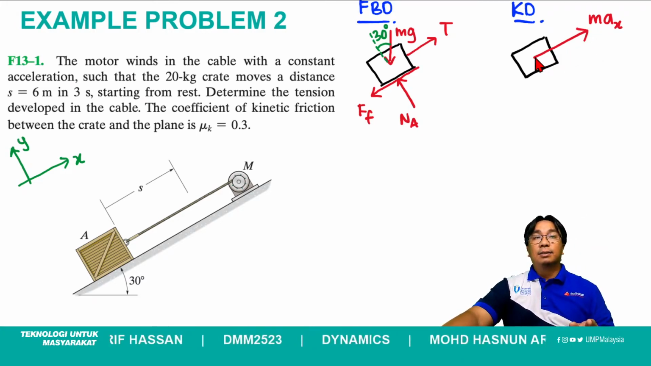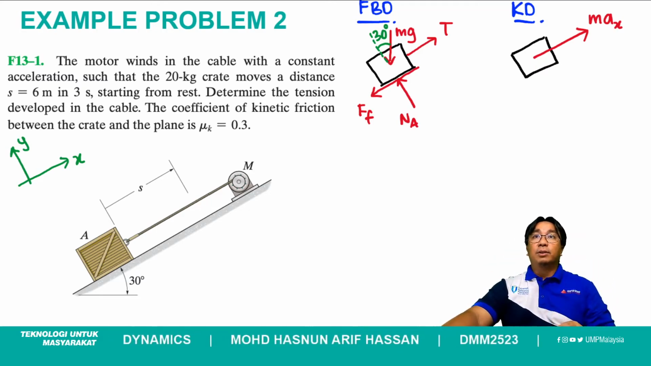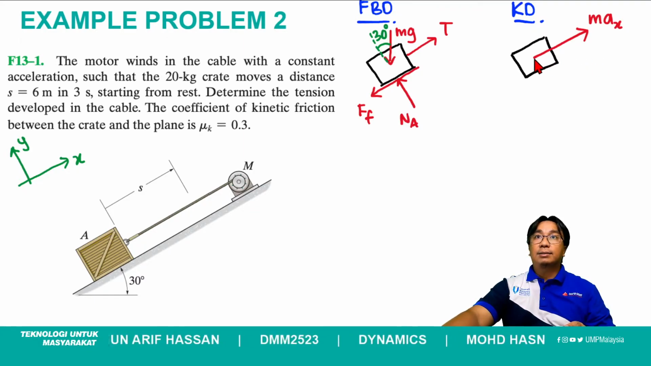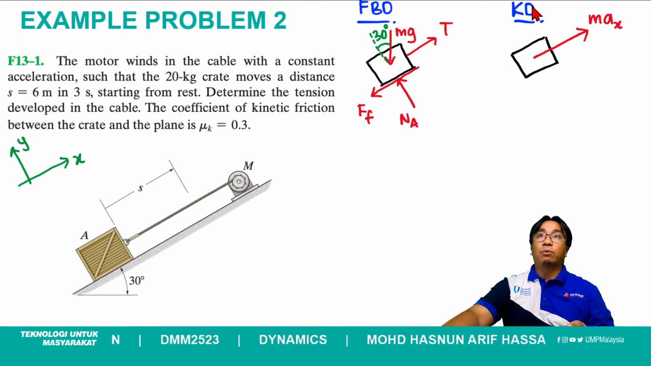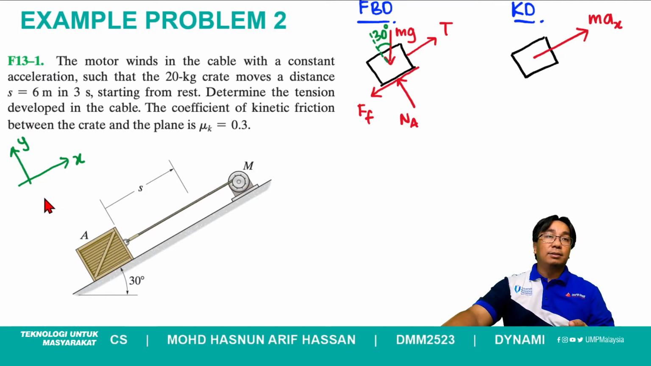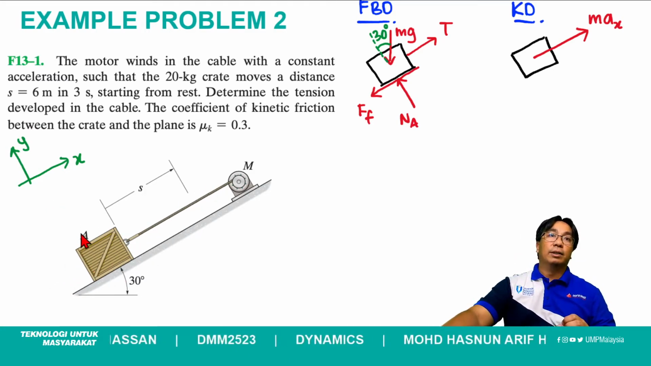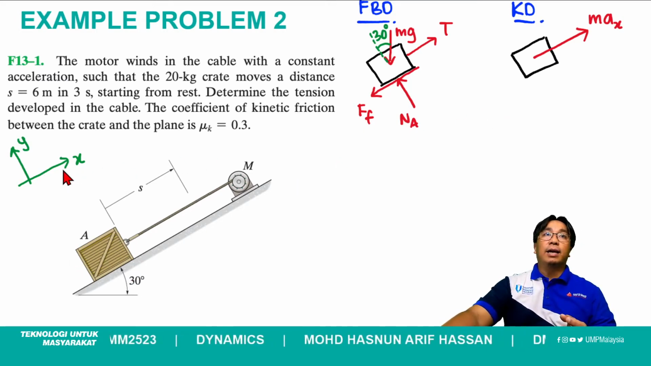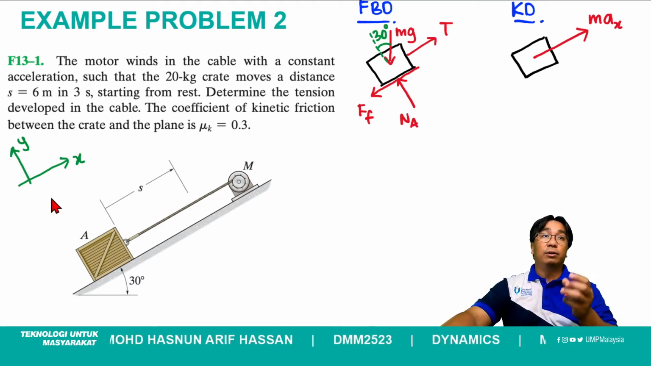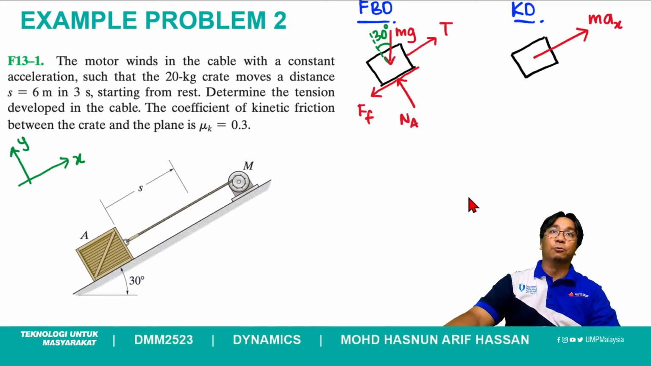Kalau axis kita x positif ke kanan, y positif up. So you will have components in this direction, MAX, and you will have another component, MAY, in this direction. That is why I said when you define your coordinate system following the direction of motion of the particle or the object, then it will make the calculation easier. Okay, you will not have any component in y, so Fy will be equal to 0. Okay.